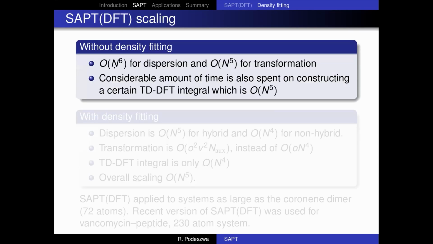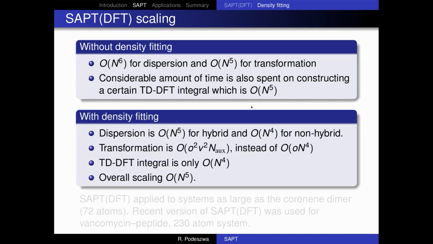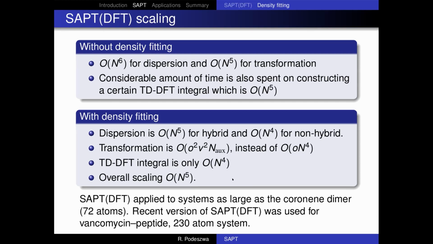So without density fitting, it's 6th power for dispersion, 5th power for transformation, but the kernel integral, the time-dependent DFT kernel integral, was also expensive. With density fitting, it's 1 order of magnitude better for hybrid functionals, and 2 orders better scaling for non-hybrid. The transformation is still 5th power, but a faster 5th power than the regular version. And this integral is also faster, overall scaling 5th power.